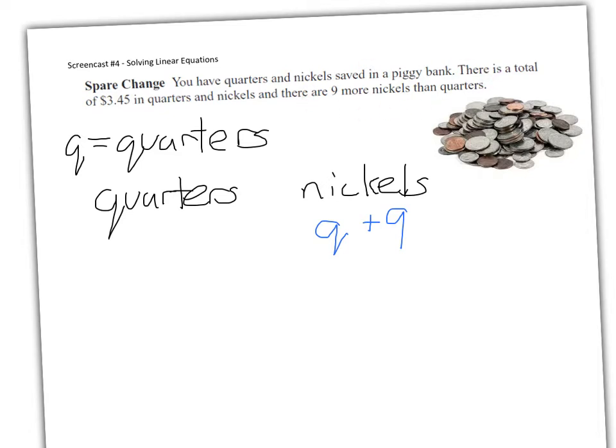And of course, we don't know how many quarters we have, so we'll just call that Q. And we know we're going to add the number of quarters to the number of nickels, so we definitely need a plus sign somewhere in there. And we know this entire value is going to equal, as it says right here, $3.45. So let's put that at the end.